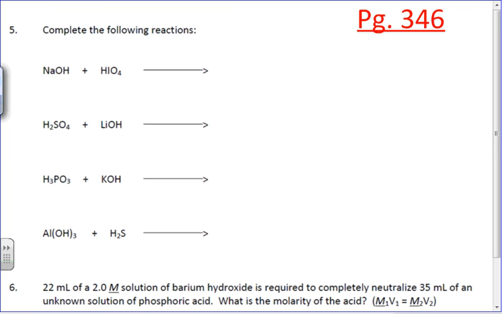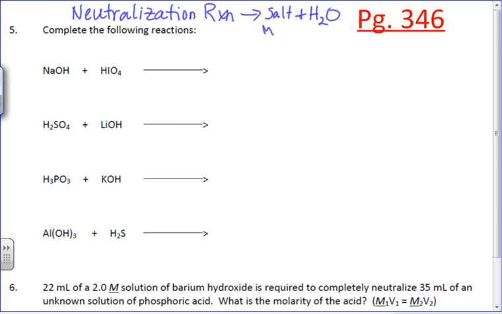Okay, the next thing you have to do is be able to complete neutralization reactions. Remember, a neutralization reaction is just another way of saying acid-base reaction. Whenever you have one of these, you're going to make 2 products. You're going to make a salt and water. A metal and a nonmetal will come together to make your salt right there.